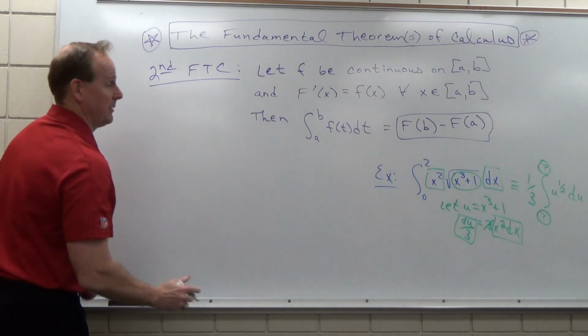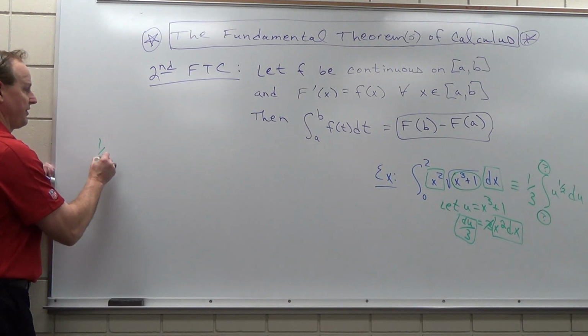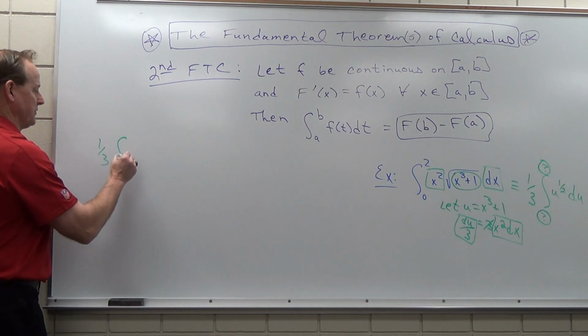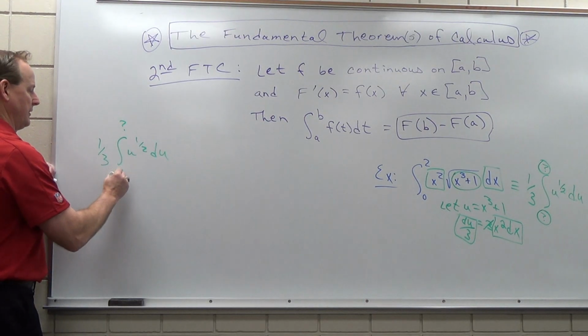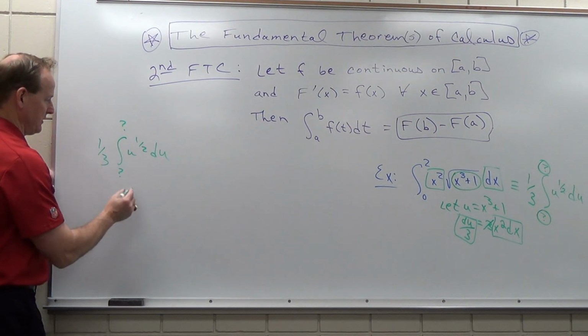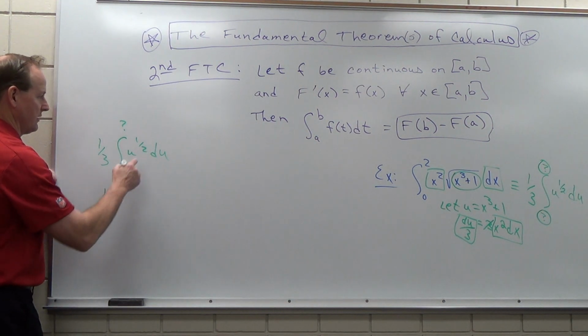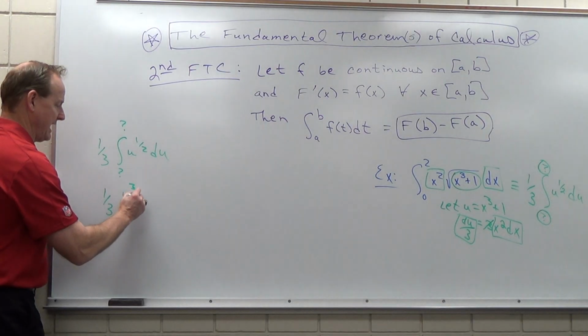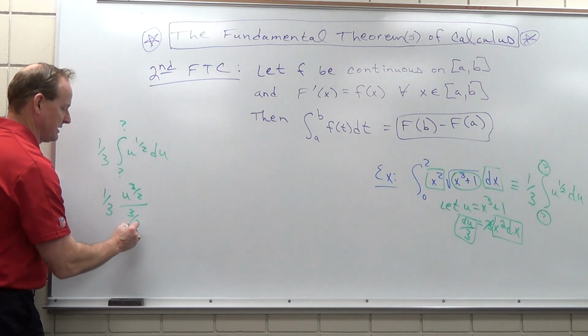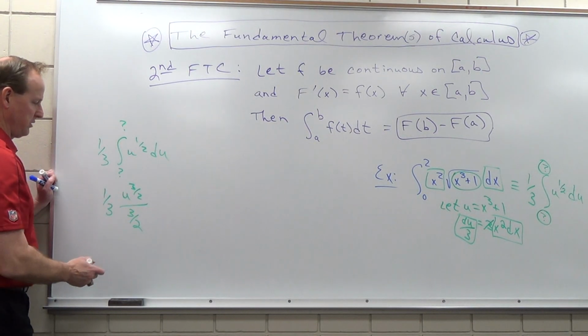I'm going to come back here so that we can keep working. So this is 1/3 the antiderivative of u to the 1/2 with respect to u from, I don't know, to I don't know. But anyway, if I do this, this is going to be 1/3, and for the antiderivative of that, I can use the power rule. So that's u to the 3/2 divided by 3/2. And we don't need the plus c, right?